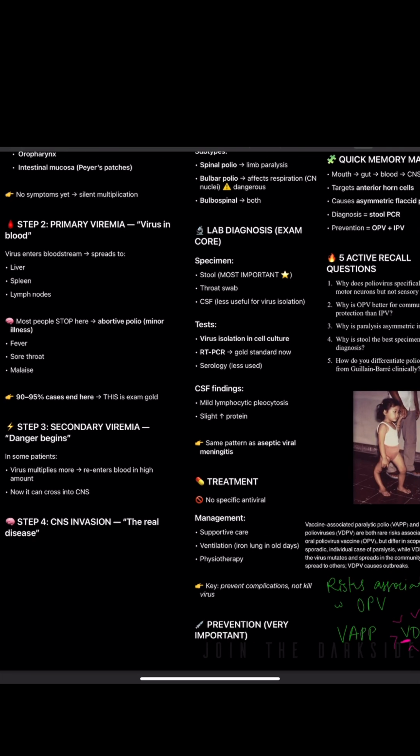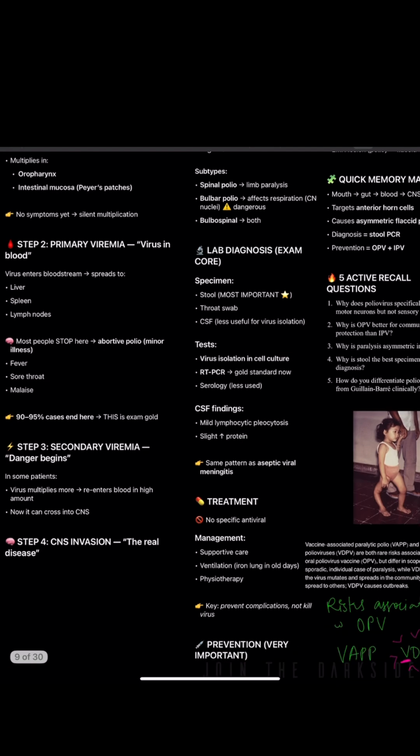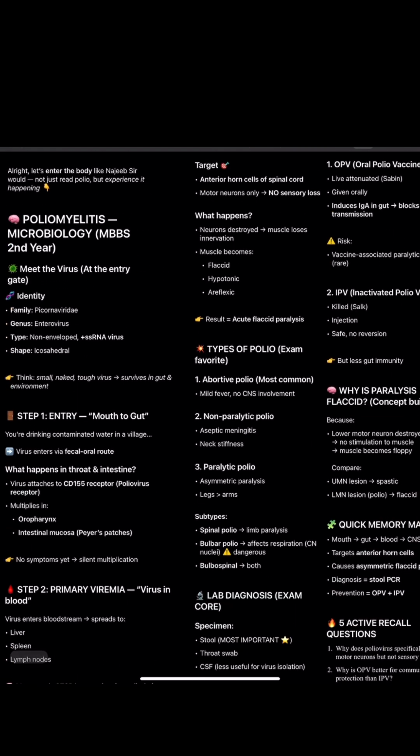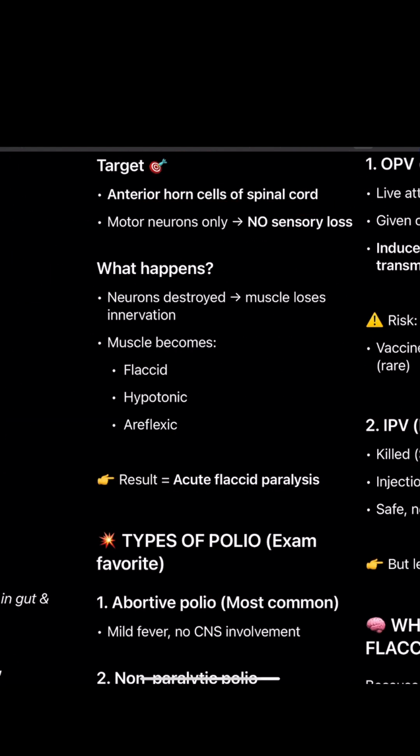But in the rest of the cases, the secondary viremia happens, where the danger actually begins. In some patients, the virus multiplies more. It re-enters the blood in high amount, and now it can cross into the CNS. So now let us see the CNS invasion, where the real disease starts. The anterior horn cells of the spinal cord are the target of the virus, and the motor neurons in the anterior horn cells are affected, and there is no sensory loss, we have to remember.